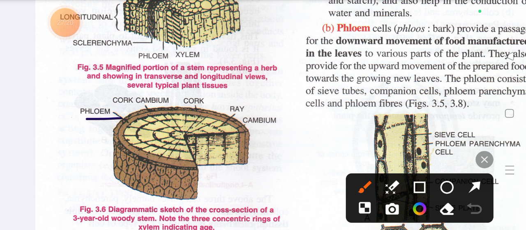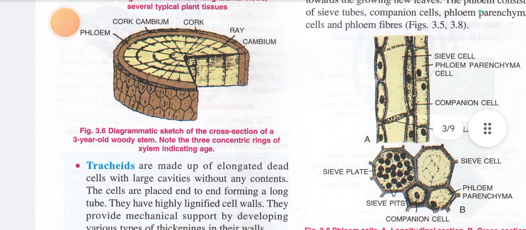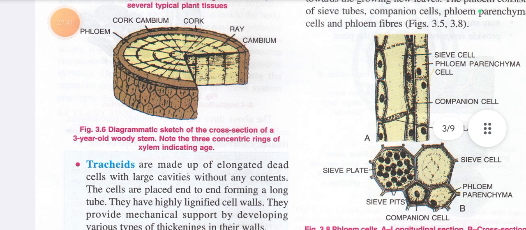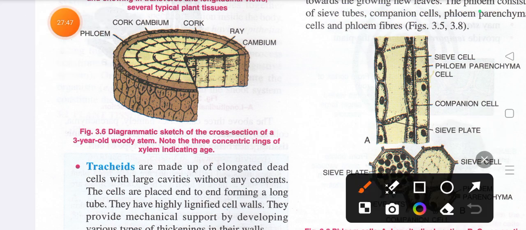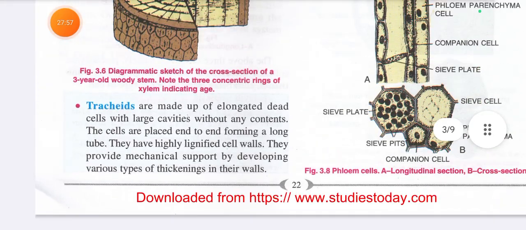See here, this is phloem, this is cork, the dead outer one is cork, this is ray, this is cambium. Diagrammatic sketch of cross section of a 3-year-old woody stem. Note the 3 concentric rings of xylem indicating the age. So where is that? These are the 3 layers, right? 1, 2, 3. This indicates the age, meaning only one layer deposits each year.